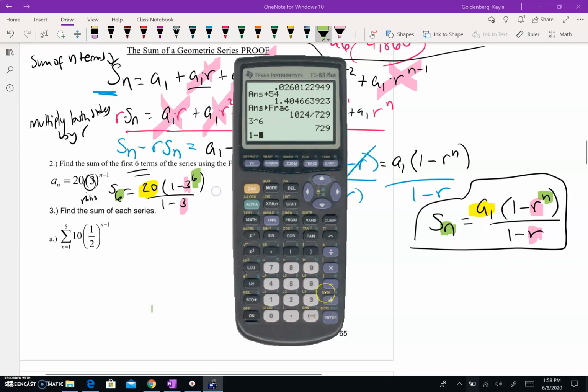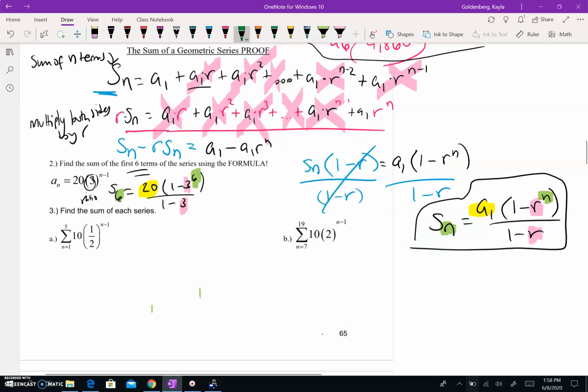So 1 minus, and my calculator, I can call the last answer by doing second, which is the yellow button, and the negative sign has a little ANS for answer above it. So negative 728, and then I have to do all of that times 20, divided by, in parentheses, 1 minus 3, or you could type in a negative 2. So it looks like it's 7280. Okay, and that's how you use the formula. Just make sure when you're using your calculator you're careful about doing the correct order of operations.